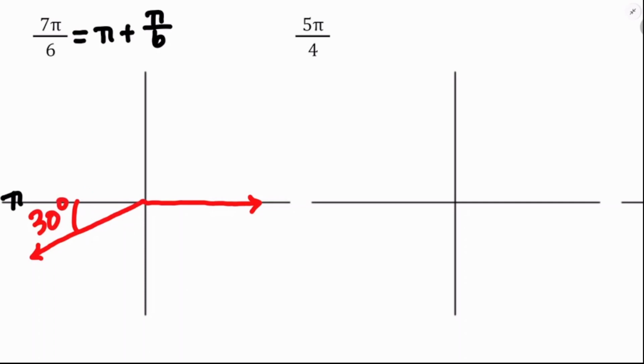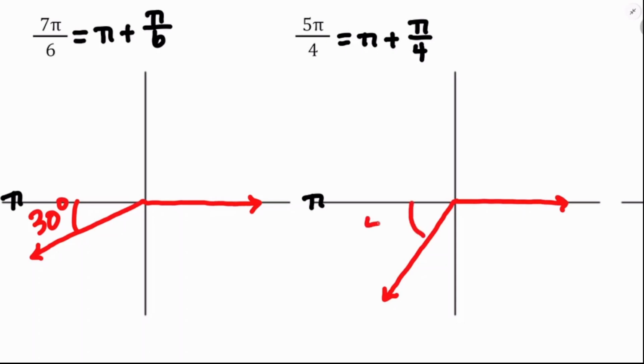And 5 pi over 4, that one's also bigger than pi, so 4 pi over 4 would be 1 pi plus 1 pi over 4. So we'll start like the other one. Initial ray, pi is over here. And instead of 30 degrees more, I'll go 45 degrees more, because I'm adding pi over 4. And then I'll make this a 45-degree reference angle.